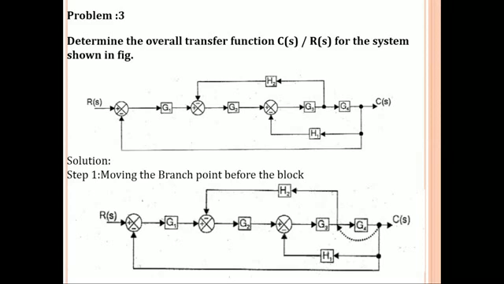The question is, we have to determine the overall transfer function C of S divided by R of S for the system shown in the figure. So this is the block diagram we have been given. Now we have to reduce this block diagram and find the solution. Here the input is R of S and the output is C of S.